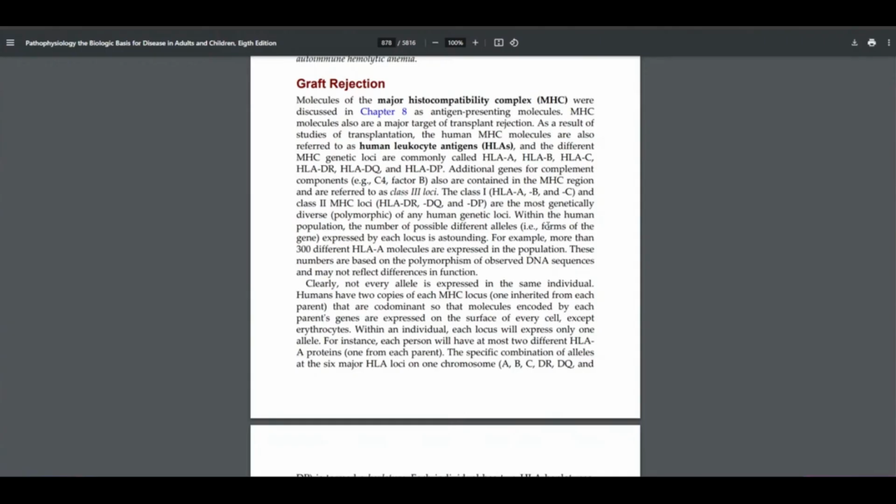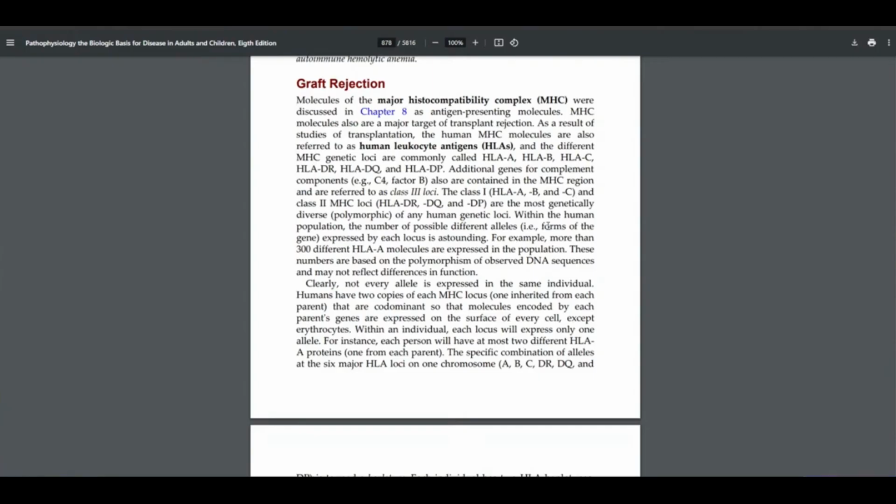Within the human population, the number of possible different alleles expressed by each locus is astounding. For example, more than 300 different HLA molecules are expressed in the population.